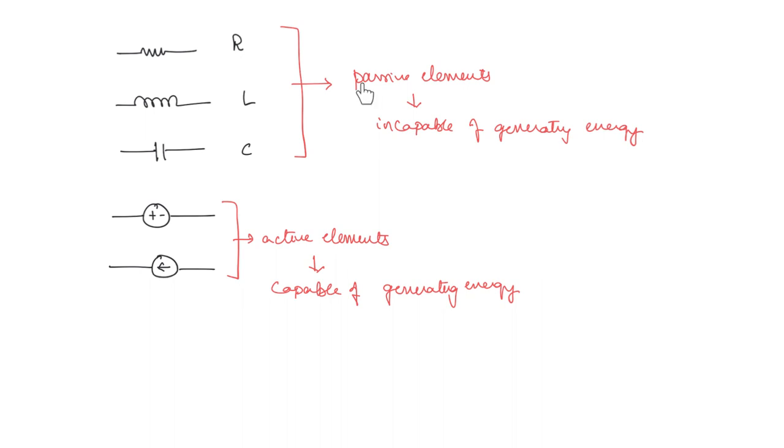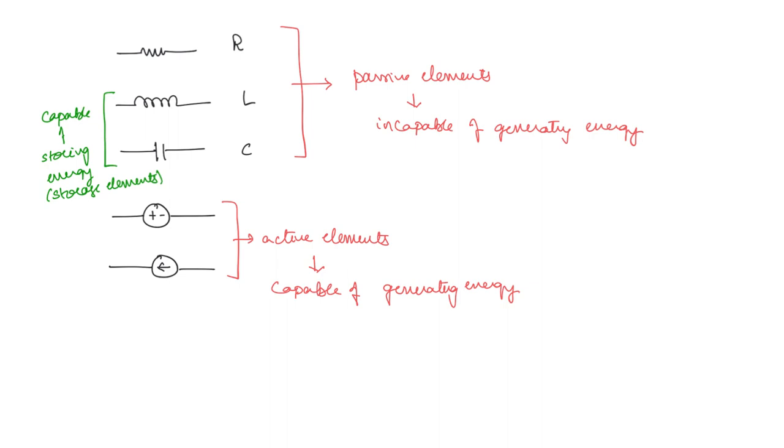Now in these passive elements, the resistor is slightly different from the inductor and capacitor. So what is the difference? The inductor and capacitor are capable of storing energy. So they cannot generate energy, but they can store energy, and they can give out that energy when the circumstance comes. For this reason they are also called storage elements, or even memory elements. If you go to digital electronics, you will see that they are often called memory elements.